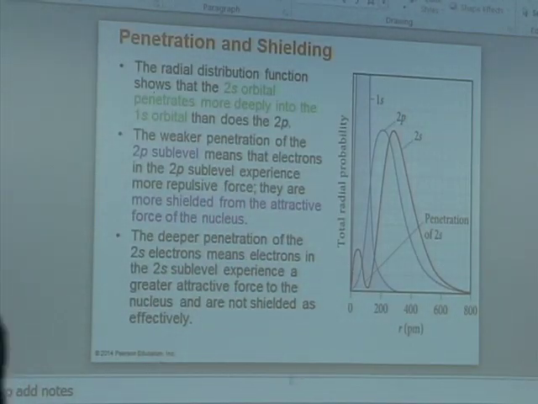And if we take a look at the 2p orbitals, you see how the s orbital really penetrates all the way down to the nucleus, right? So the 1s, but then the 2p doesn't penetrate the nucleus as much as the 2s. So it has a weaker penetration, and therefore those electrons are more shielded from the attractive force of the nucleus.